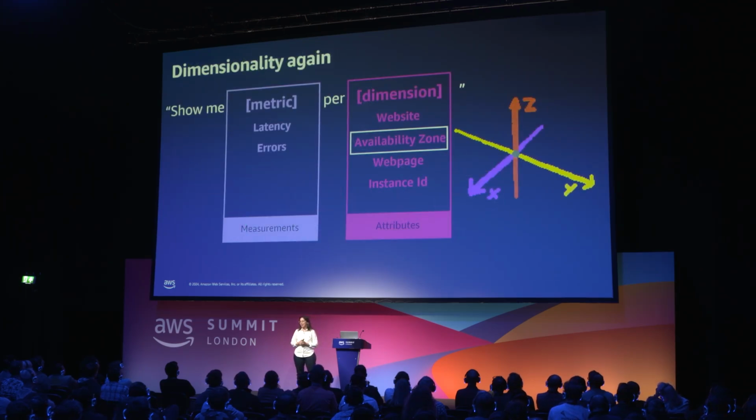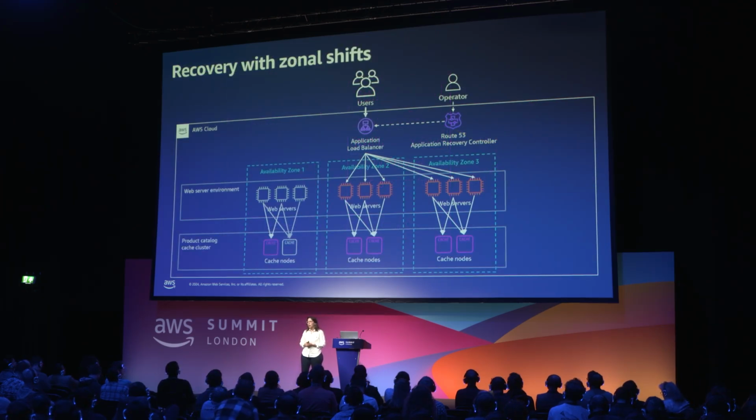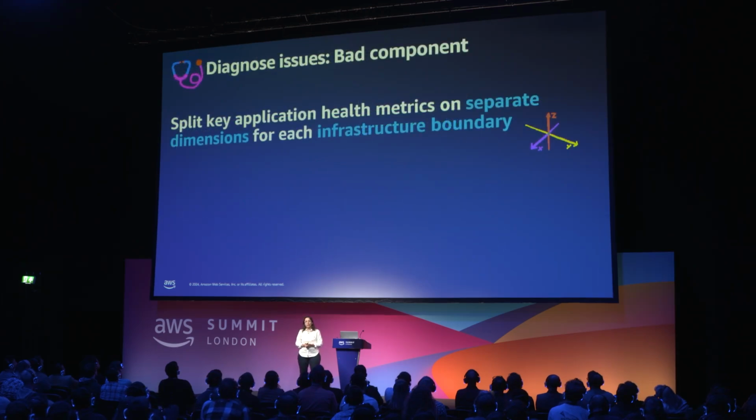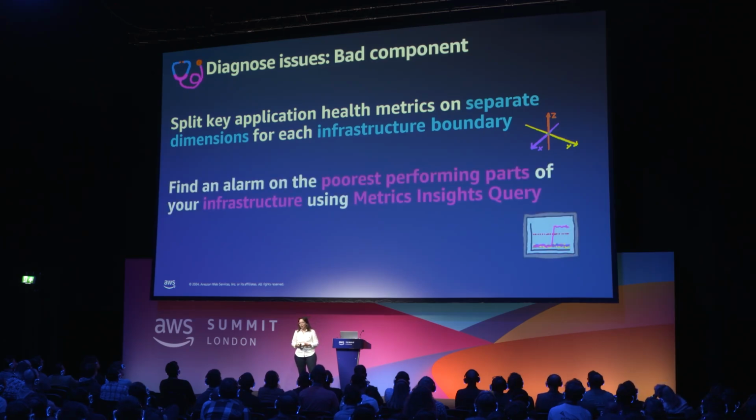Yep, dimensionality again, where you measure errors per availability zone, because again, it's a different component which can fail separately. Once you have identified there's a problem with the availability zone, you can use Route 53 Application Recovery Controller to isolate that availability zone and use the others to serve the request for the end user. So the key takeaway here, again, is to implement metrics for each component which will fail separately. The mantra really is: measure everything that will fail separately. Then you can use CloudWatch Metrics Insights to find the poorest performing infrastructure and implement the metric for that dimension.